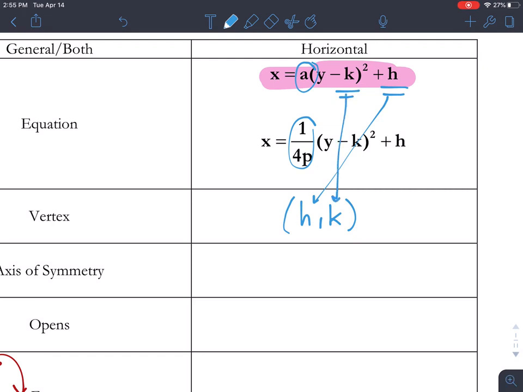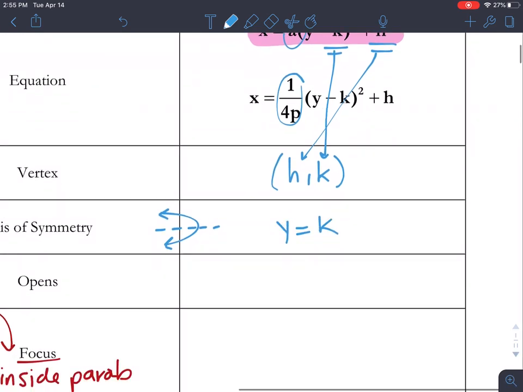And now that we have a left and right opening parabola, the axis of symmetry is going to be a horizontal line. So it's going to be y equals k. If a is positive, it's going to open to the right. If a is negative, it's going to open to the left.